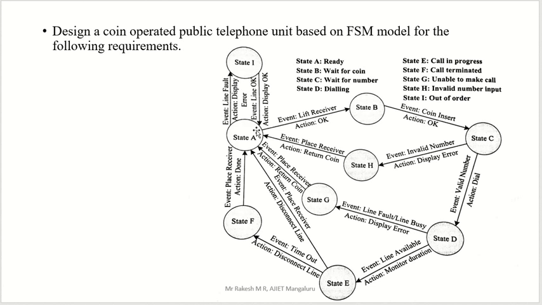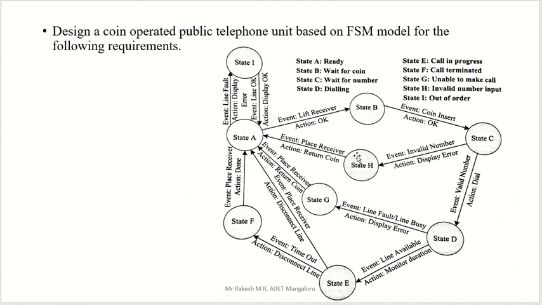This is before taking the receiver and this is after taking the receiver. There are two line faults. So now this is your FSM model for a public telephone booth that is operated automatically. You have to put a coin and you can contact another person, and if that call is terminated, the actions and events are very important in this FSM model.